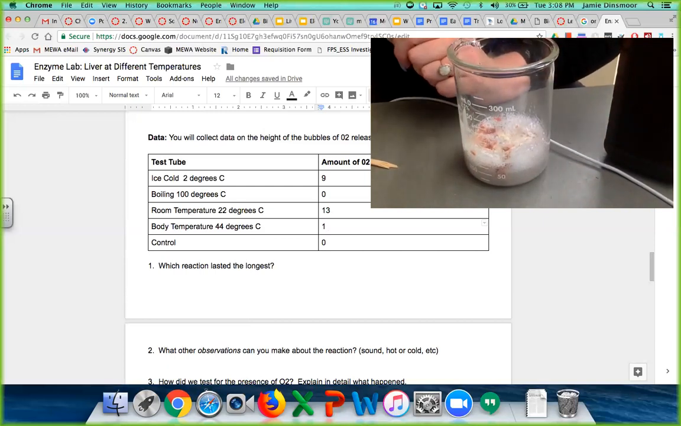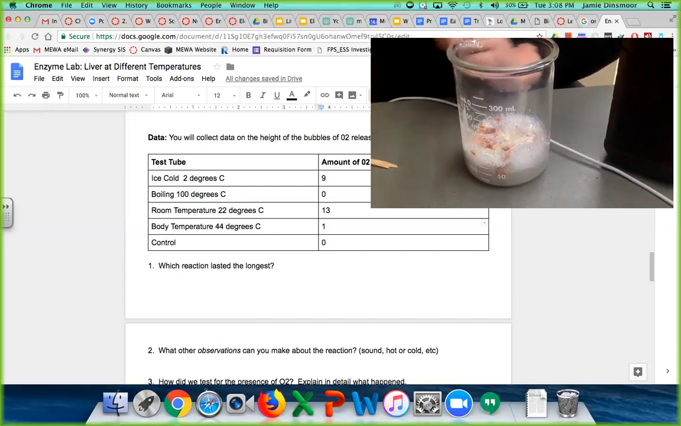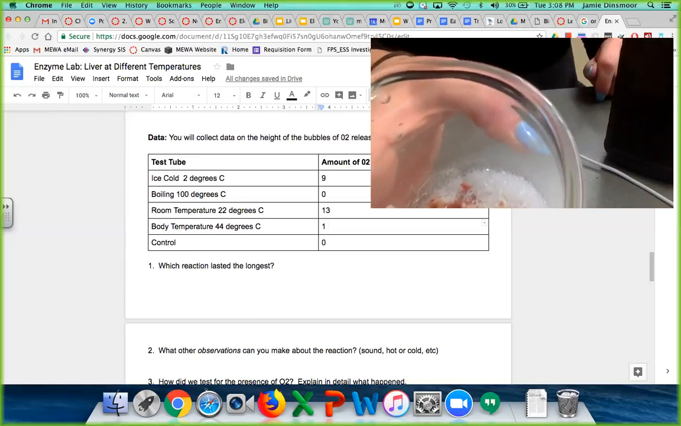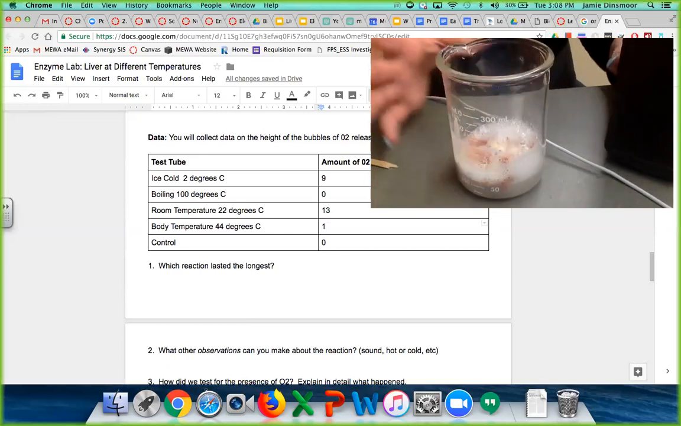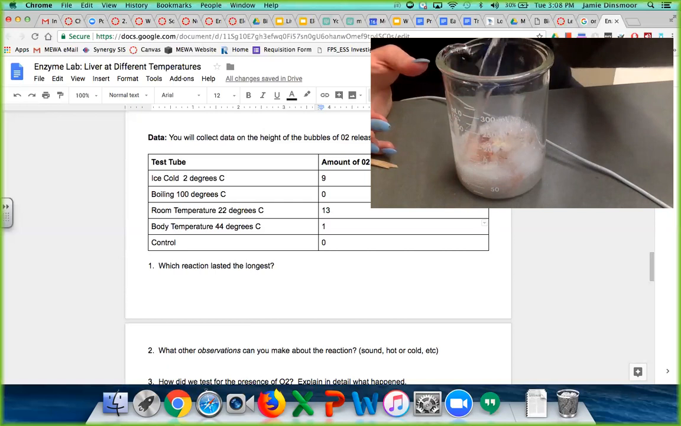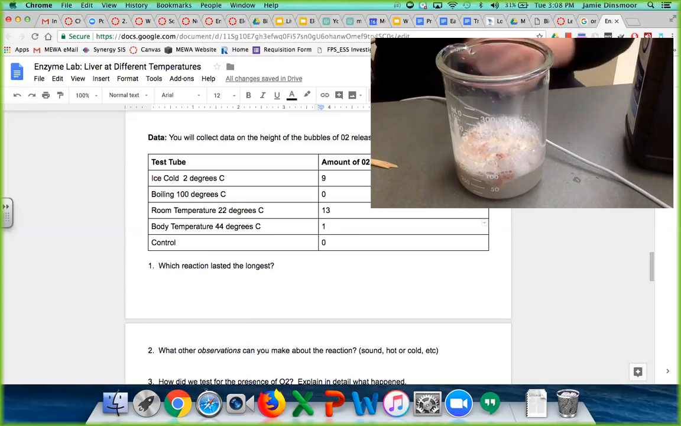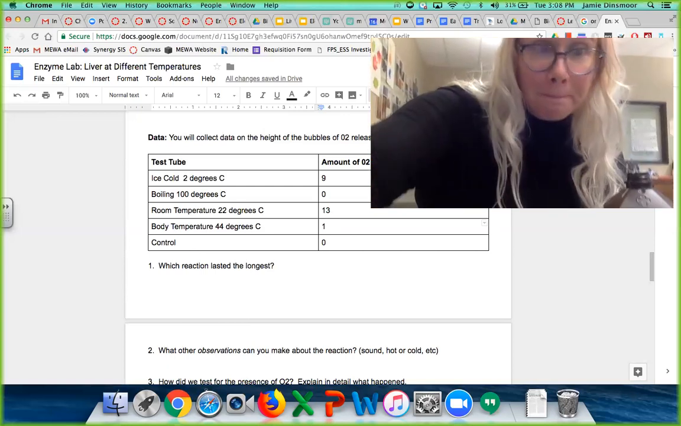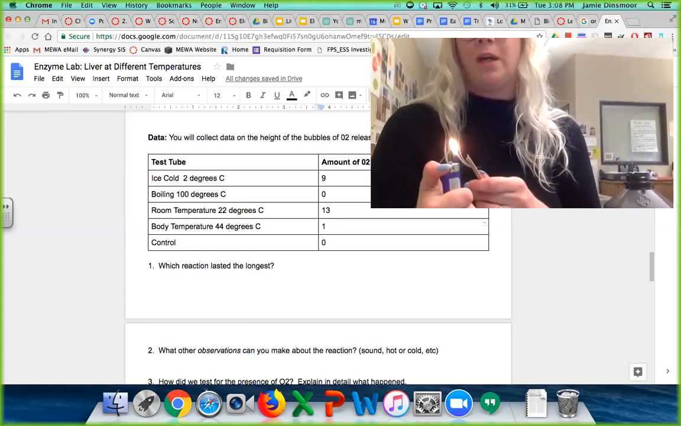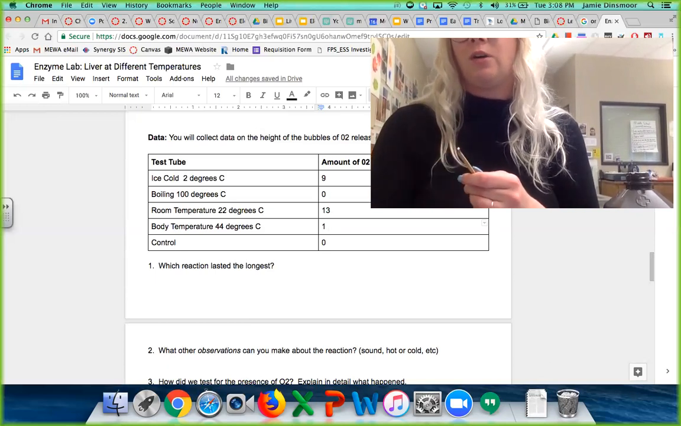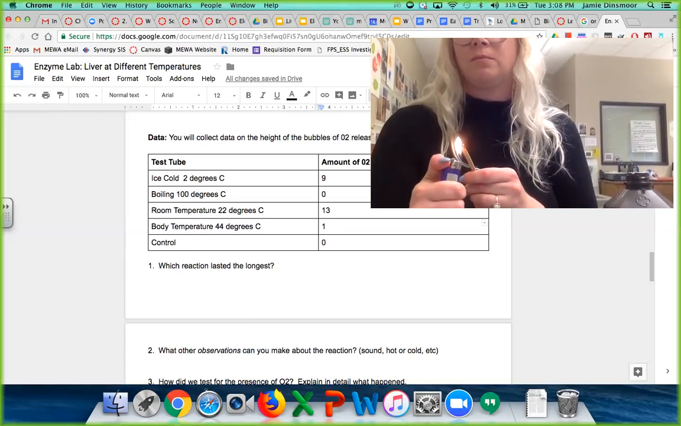So we're gonna try this one final time. Notice the reaction is still happening. There's a ton of bubbling going on. I'm just gonna put more hydrogen peroxide. Why am I able to just add more hydrogen peroxide? While I'm getting my ember ready, I'll see if anyone can answer that question. How come I can just keep pouring it in?